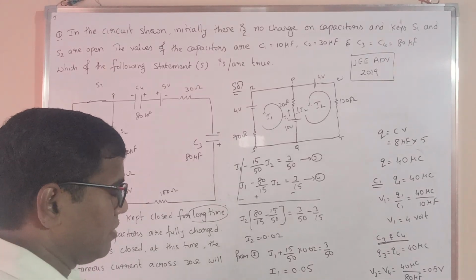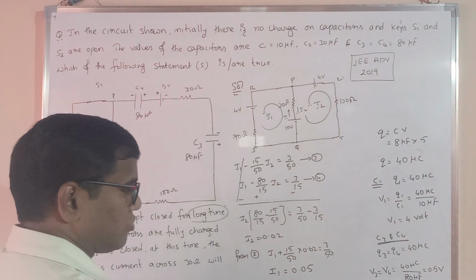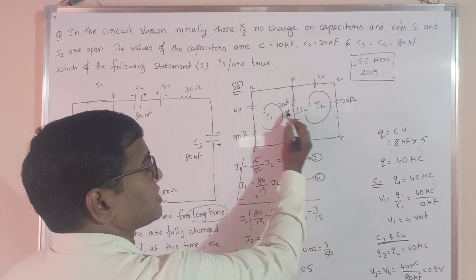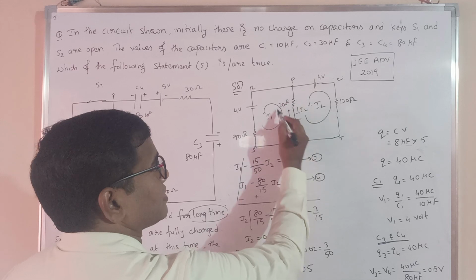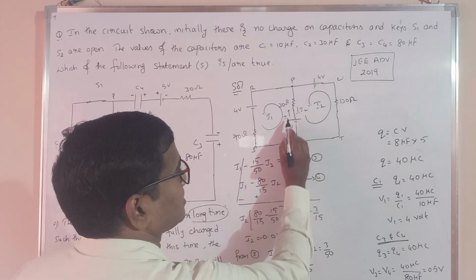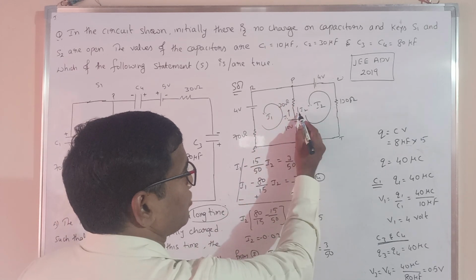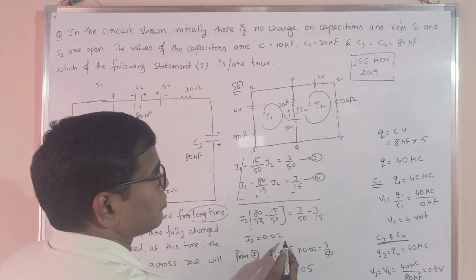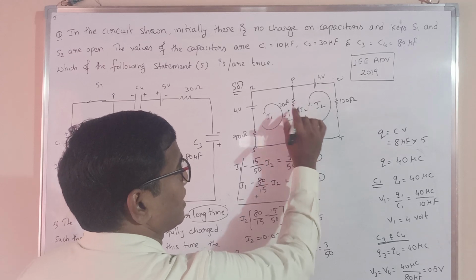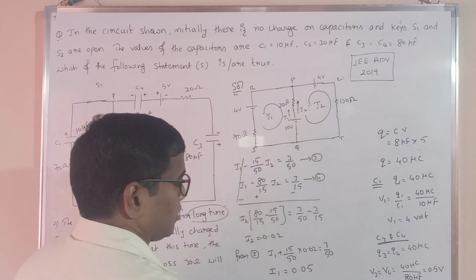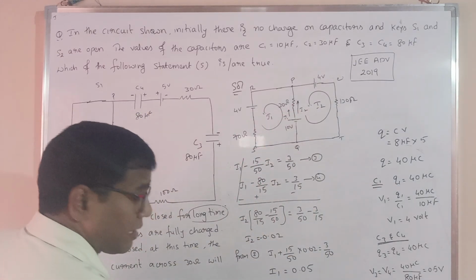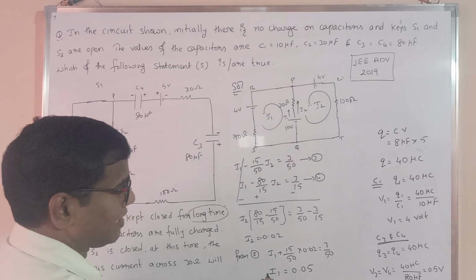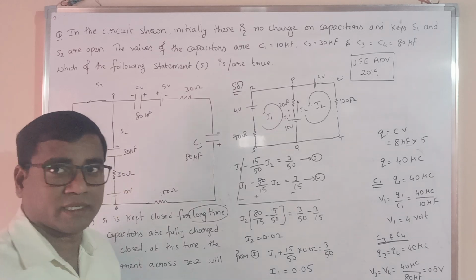And by solving this one, we got I1 is equal to 0.01. So if you observe across the 30 ohm resistor, I1 is in this direction. I got I2 is downward. I2 is how much? Minus 0.02, which means the direction of current will be in this direction. So we can write directly across 30 ohm, I will write again I1 and I2 and we will discuss.